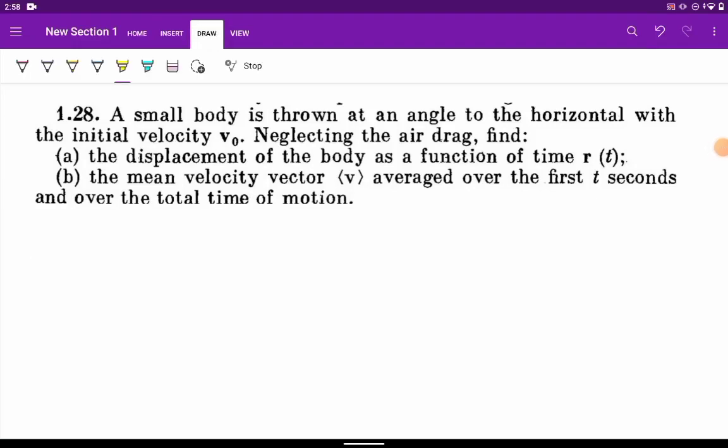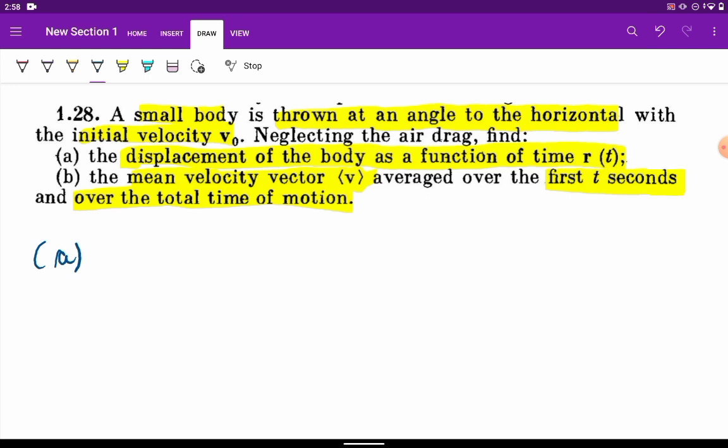Okay, so for this particular problem, a small body is thrown at an angle to the horizontal with initial velocity v naught. Okay, v naught is the vector. Neglecting the air drag, find the displacement of the body as a function of time, which is represented by r of t, and the mean velocity vector v averaged over the first t seconds and over the total time of motion. Fine.